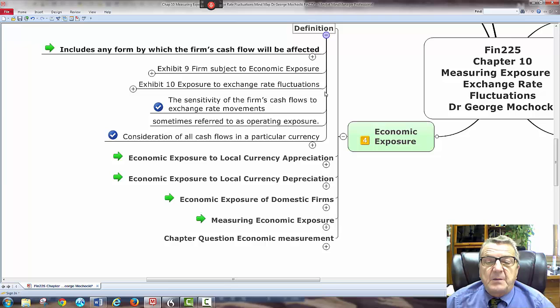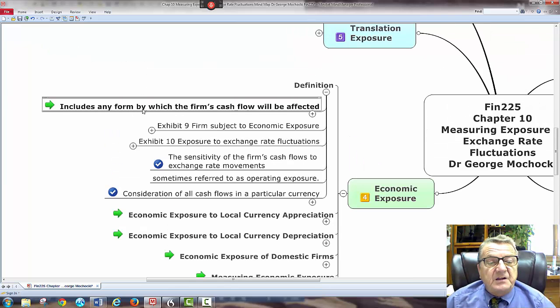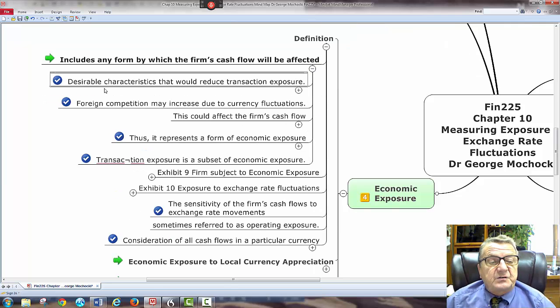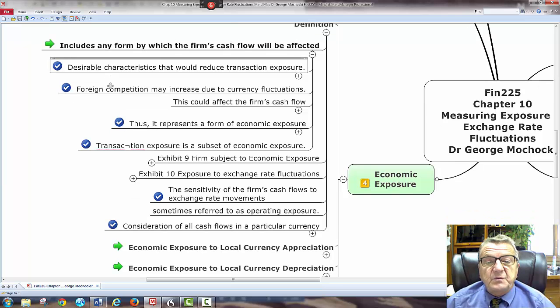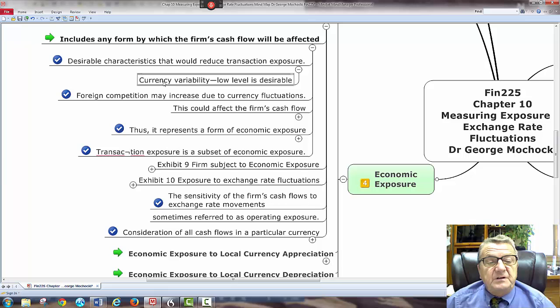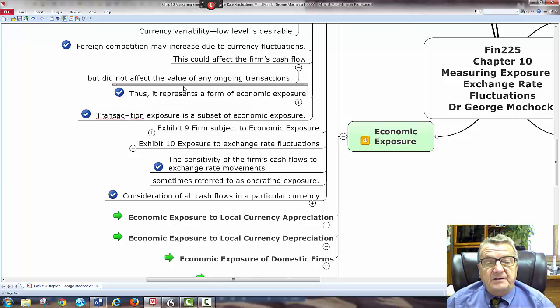Okay, so what's the definition? Economic exposure indicates any form by which a firm's cash flow will be affected. Okay, real easy. Describable characteristics that would reduce the transaction exposure: currency variability, low level is desirable. Variability, so it doesn't change too much and at a lower level. Foreign competition may increase due to currency fluctuation. This could affect the firm's cash flow, but not affect the value of the ongoing transaction. Cash flow, but not the ongoing transaction, because I've got the currency already at the right denomination for what I needed to pay the bill for the outflow.